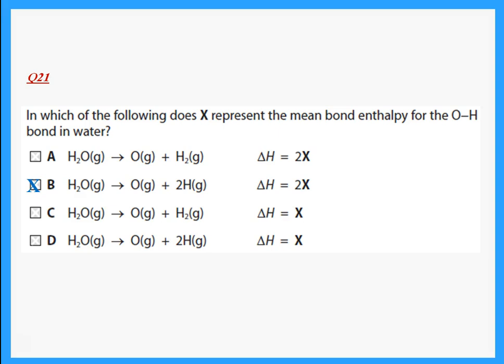If you look at the others, you will find that it's not breaking all the bonds. It has to break all the bonds, and it has to show that when we break all the bonds, we're breaking two OH bonds. That means the delta H will be 2X.